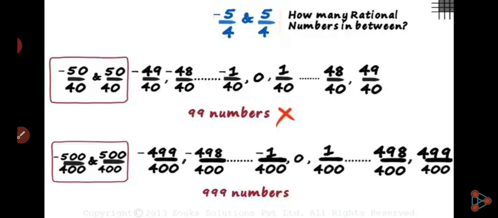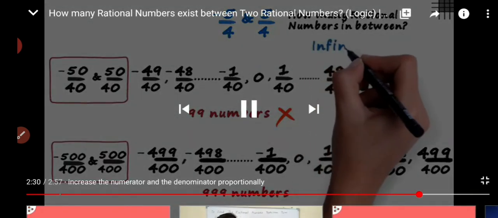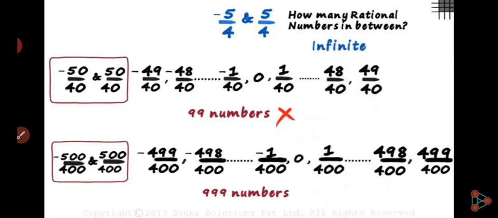What does this prove? It proves that if we increase the numerator and the denominator proportionally, the number of rational numbers in between that can be counted increases. And since there is no limit to how much the numerator and the denominator can be increased, there is no limit to the number of rational numbers in between the two rational numbers. This proves that there are infinite rational numbers in between two rational numbers.